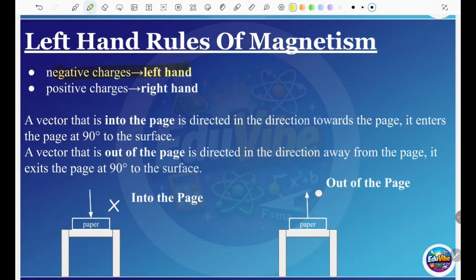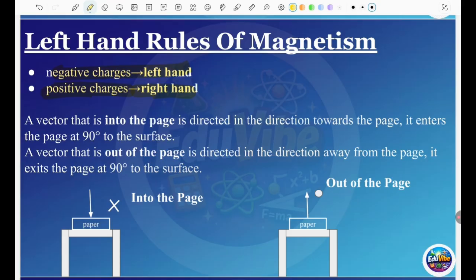Left hand to show where the magnetic field is, where the current is, and where the direction of the magnetic force is. For the positive charges, we have to use the right hand. So that's the two rules, left and right hand. Both are the same, with slightly different details. For the negative charge, we always use the left hand, and for the positive charges, we always use the right hand.